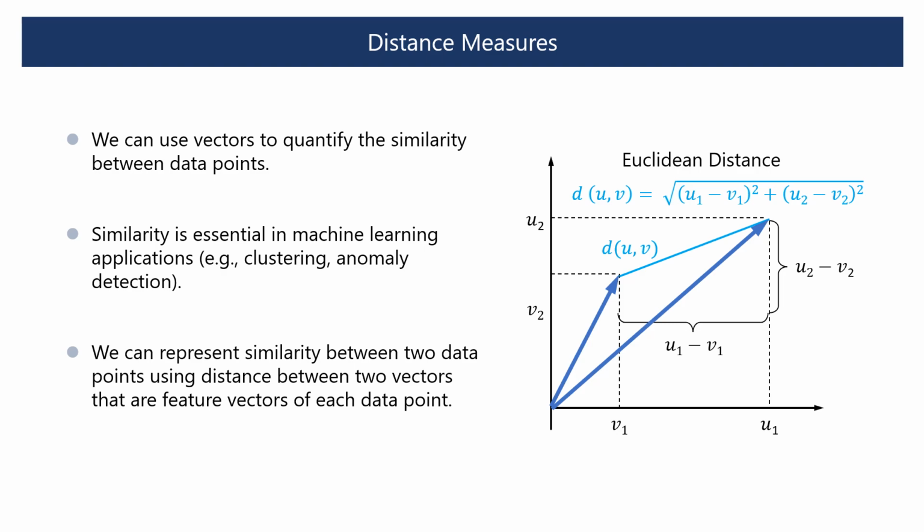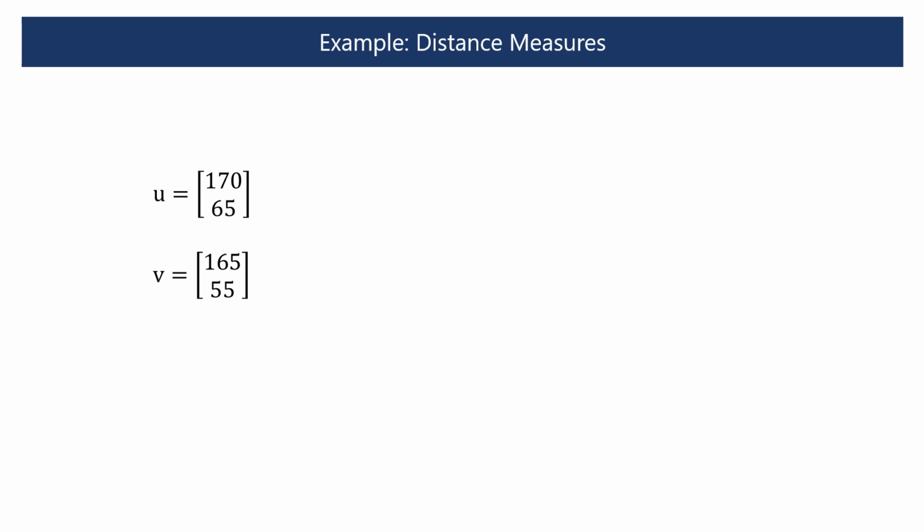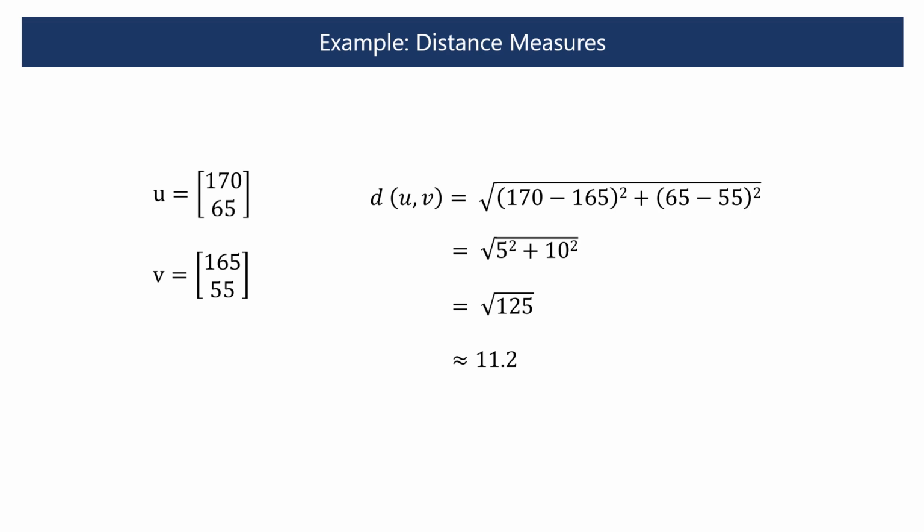For two vectors, u and v in n-dimensional space, the Euclidean distance can be computed in this way. Consider two feature vectors representing two persons. Here, the features are body height and weight. The Euclidean distance between these persons can be computed in this way.